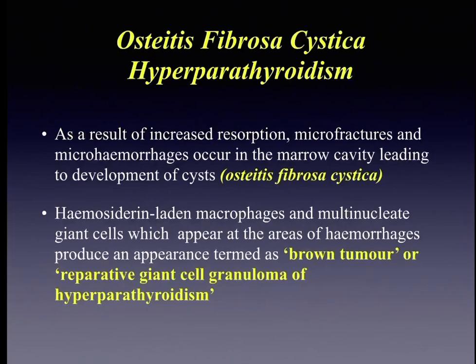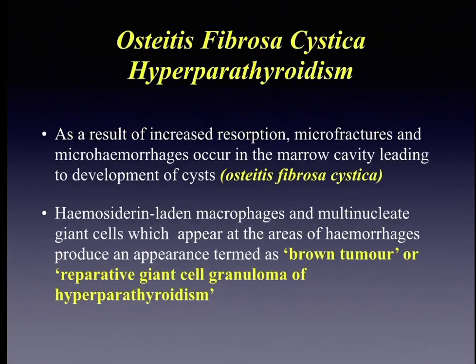And because of increased resorption, it results in microfractures, and microhemorrhages also occur in the marrow cavity, which in turn will lead to the development of cysts, completing the morphological picture of osteitis fibrosa cystica.